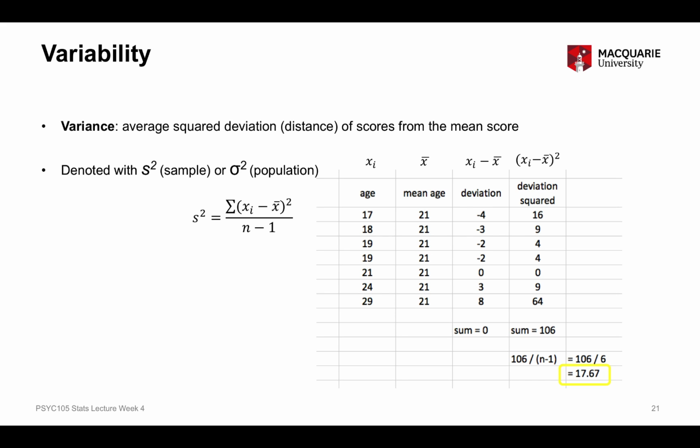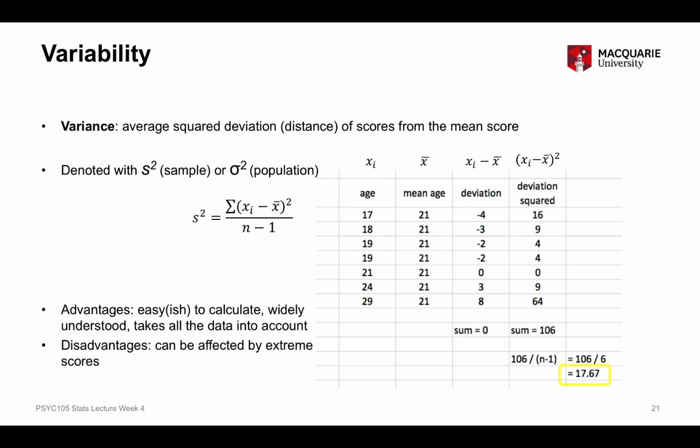There we go, with a yellow box around it. The advantage of the variability is that it's easy-ish to calculate. You'd probably disagree with me on that, but compared to some other things, it's relatively easy to calculate. You can get computer programs to do it for you, so Stata will very happily give you a variance score for any particular set of data. Again, it's very widely used, so it's very widely understood. People tend to know what a variance is, just like a standard deviation.